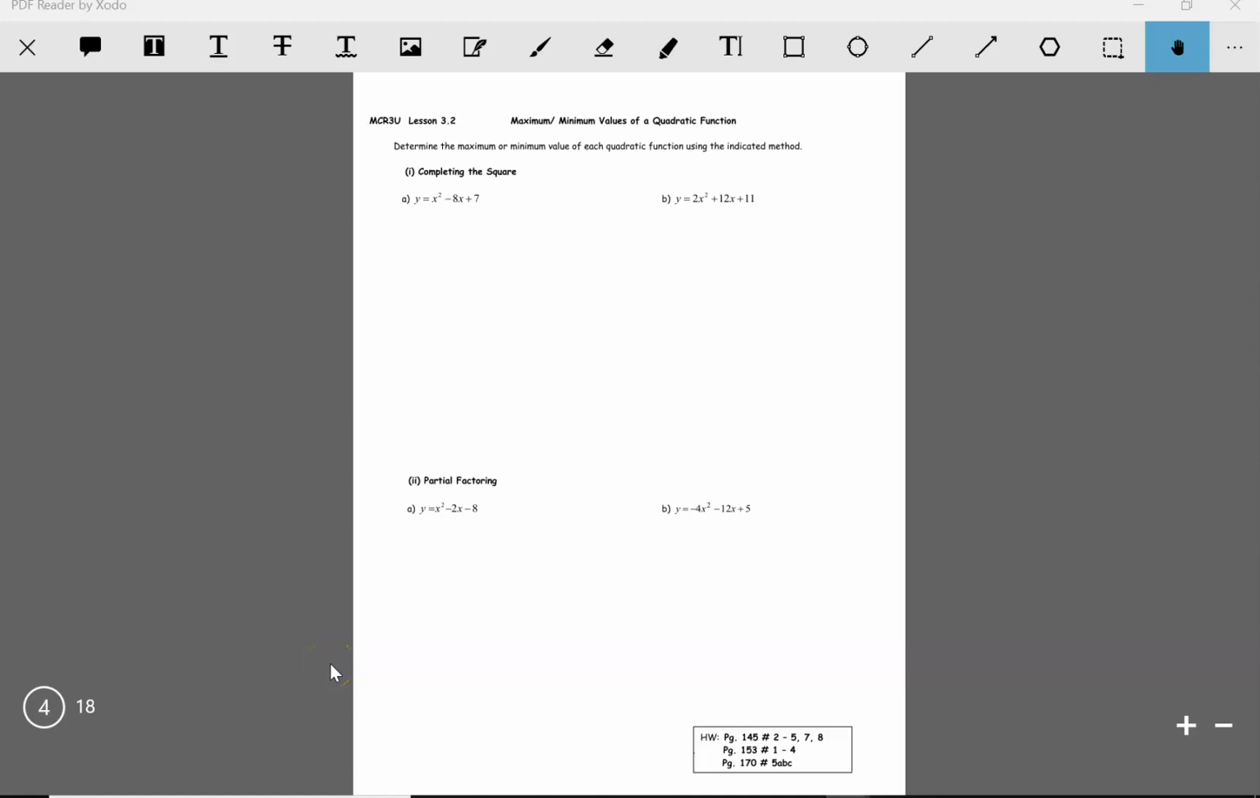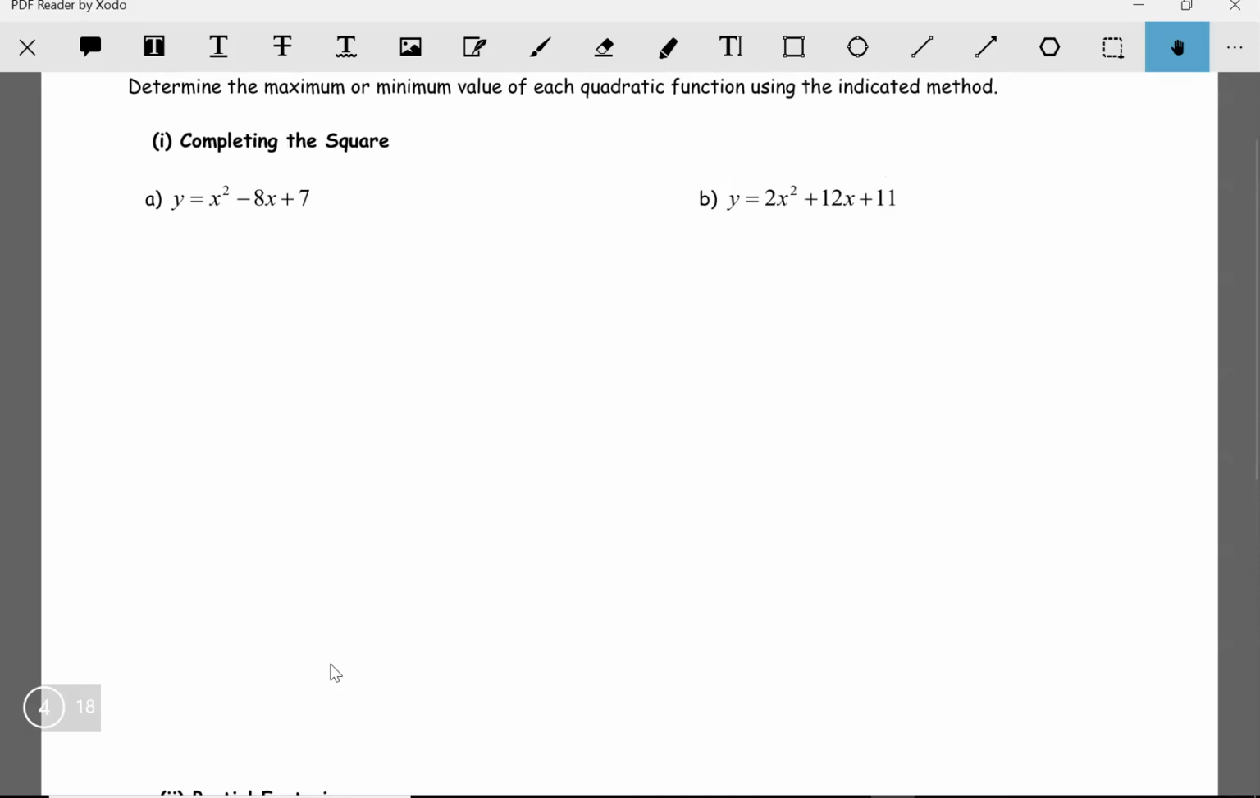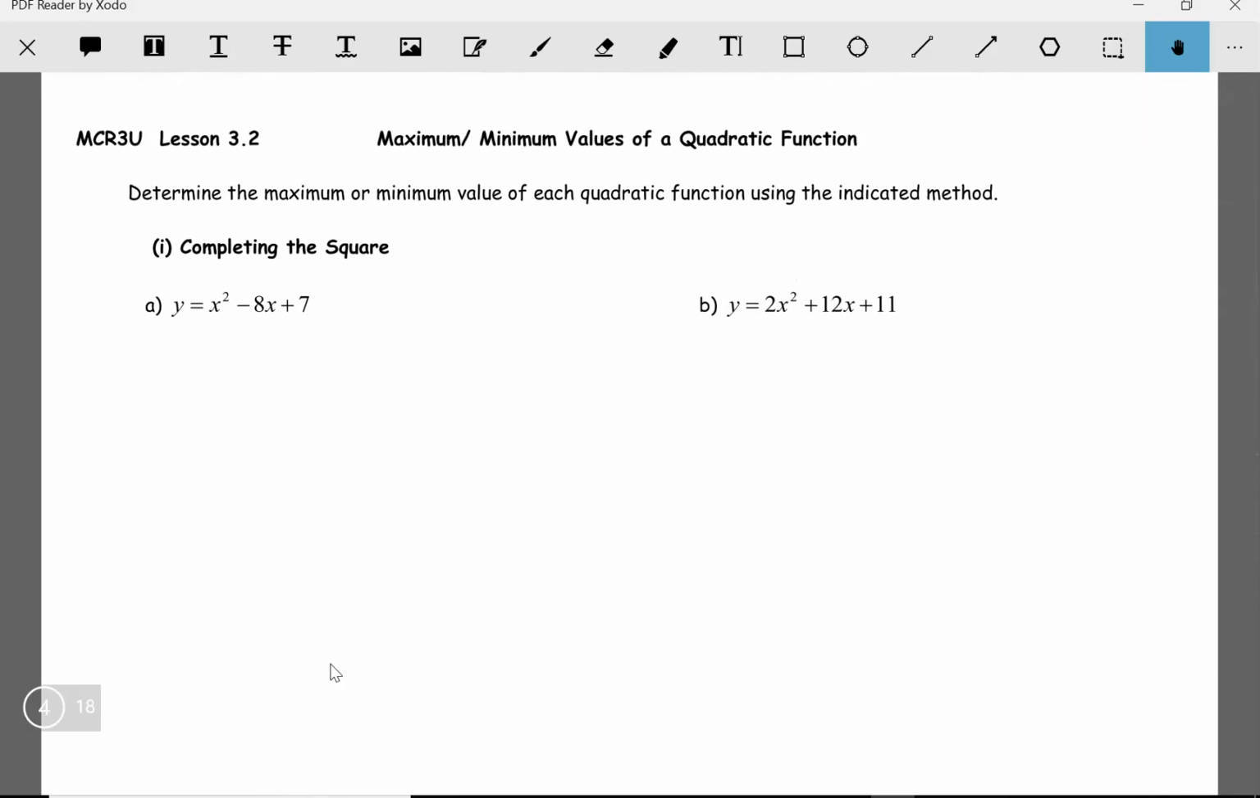Okay, hello, everybody. Welcome back to our lesson 3.2 of quadratic functions, where we're going to be diving deep into how to complete the square to find the maximum or minimum value, which really means the vertex of a quadratic function.